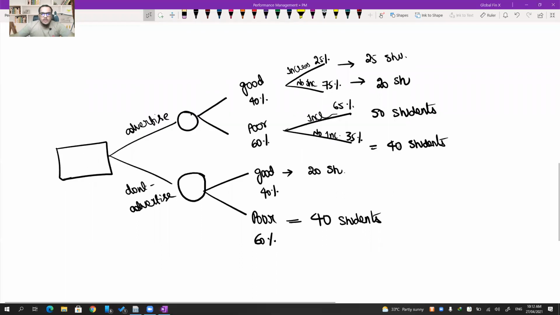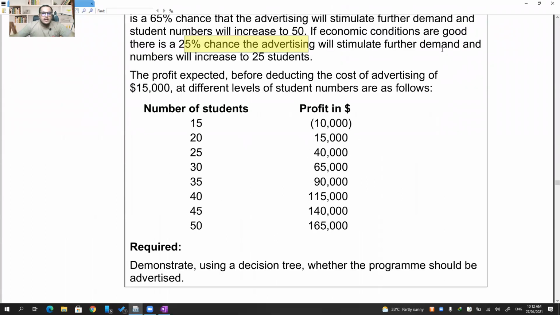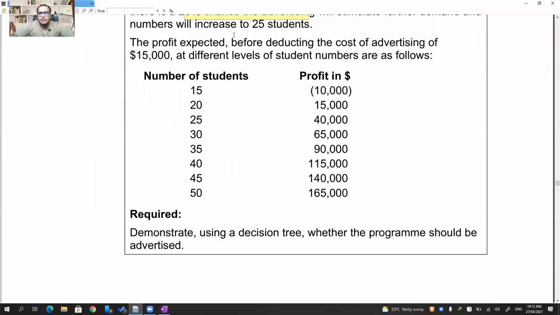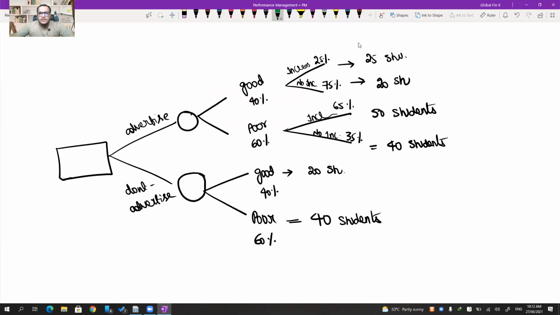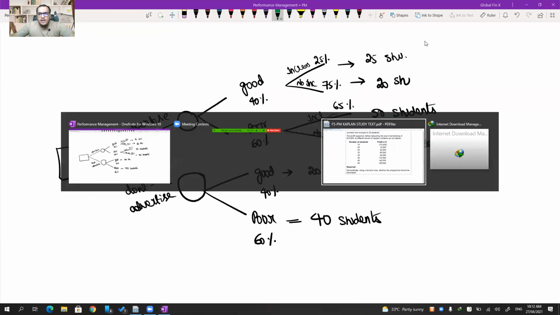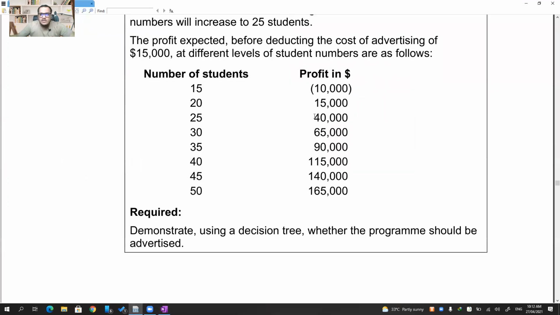And then at the bottom, they have given you the profit expected before deducting the cost of advertisement of 15,000. At different levels of student numbers are as follows. Number of students 15: if there are 15 students, profit is minus 10,000. 20 students, 15,000; 40, 65 and all. So let's figure out profit at each stage of the decision tree. 25 students: profit is 40,000.